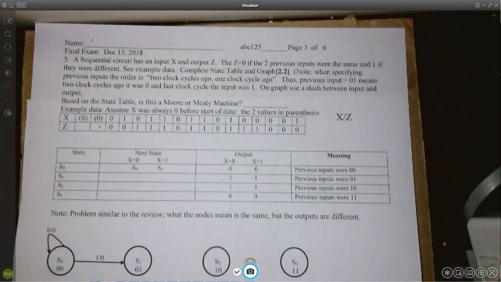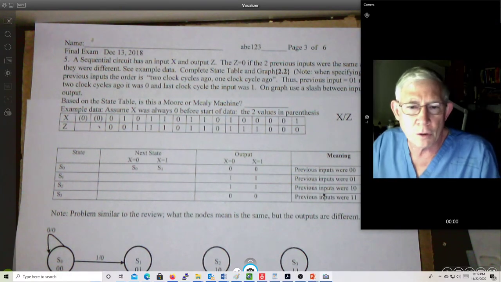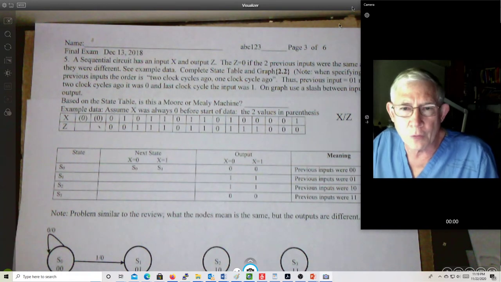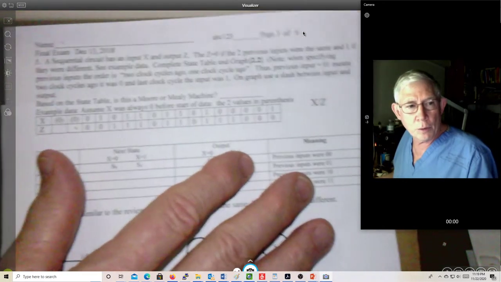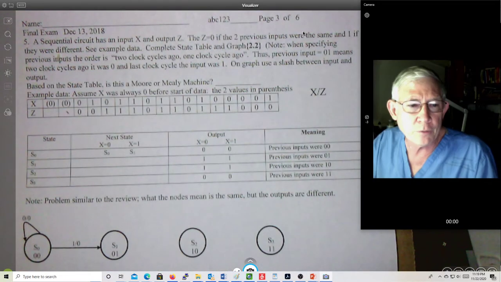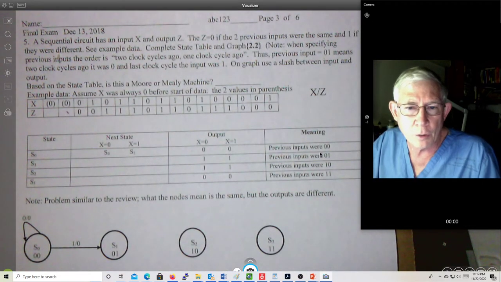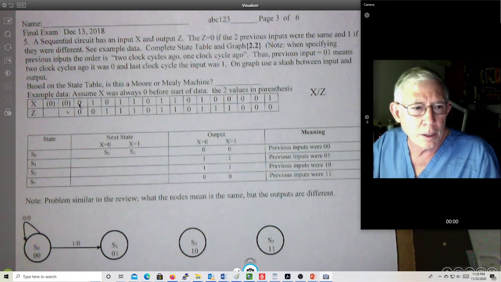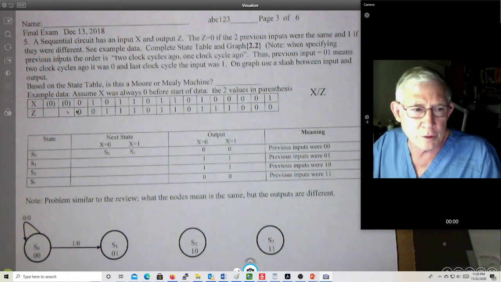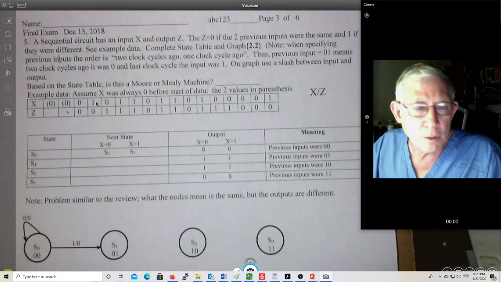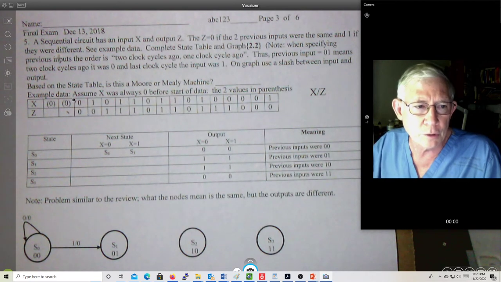Now this can be a little confusing, so let's make sure we understand what we're talking about. First off, what we have to remember is what the two previous inputs were. Here, we're going to start in S0. We're assuming the two previous inputs were 0, 0, and in that case we should be outputting a 0. Now we get a 1. The two previous inputs are still 0, 0.